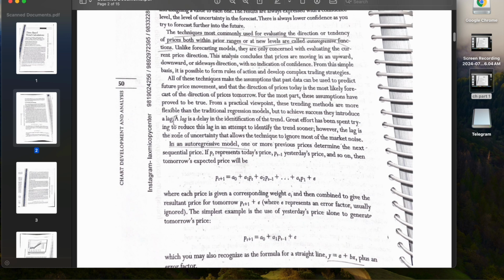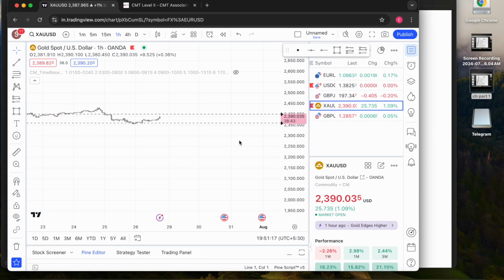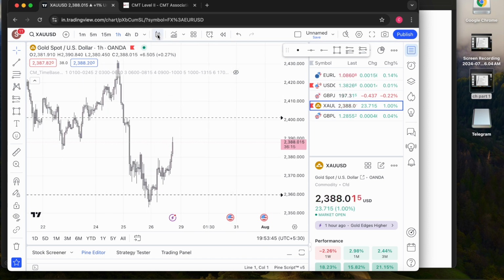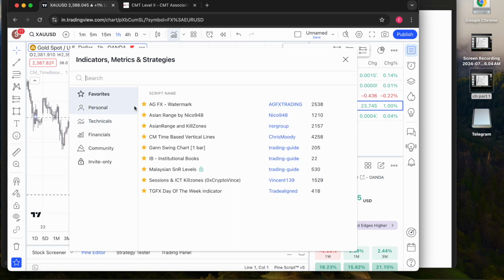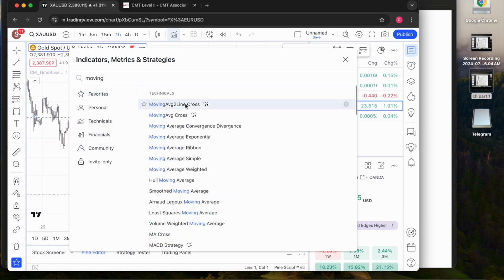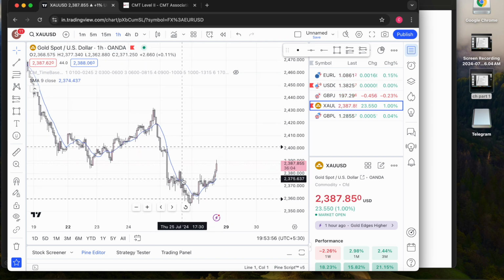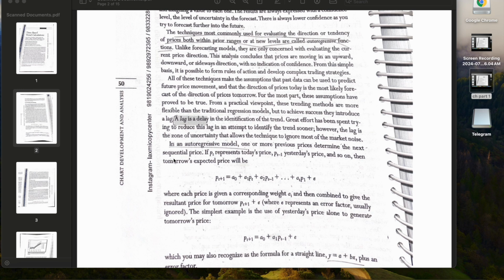Okay, so like we had already discussed lagging indicators, now we are going to discuss what a lag is. A lag is basically a delay. So when we go to the charts again, let's just see the gold data. If we put a simple moving average, you can see that the moving average was going down here also, but then the price started going up. So you can see that the moving average is giving us somewhat a late signal, right?